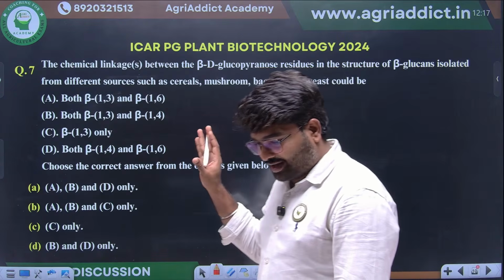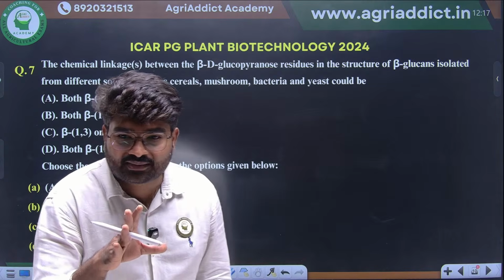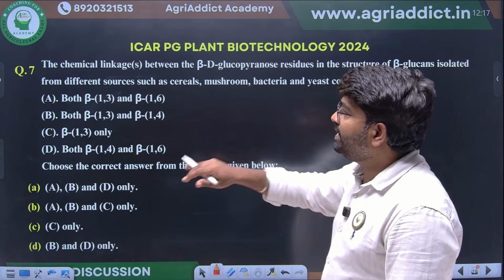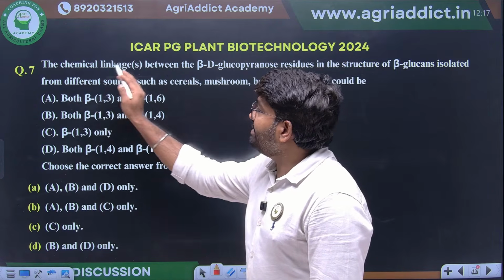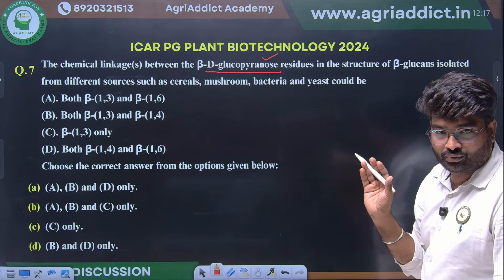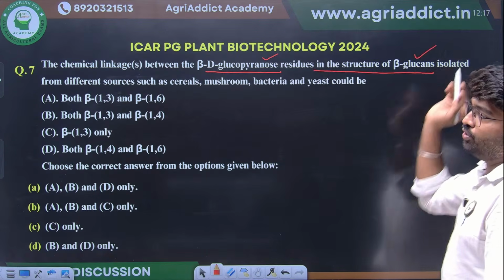Next, another important thing, they have asked about linkages of beta glucans in different organisms. Okay, observe the question properly. What they are asking: the chemical linkage between beta D glucopyranose residues in the structure of beta glucans.